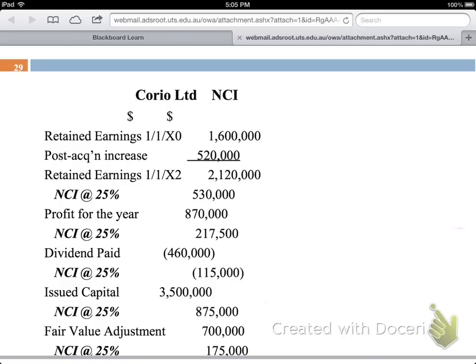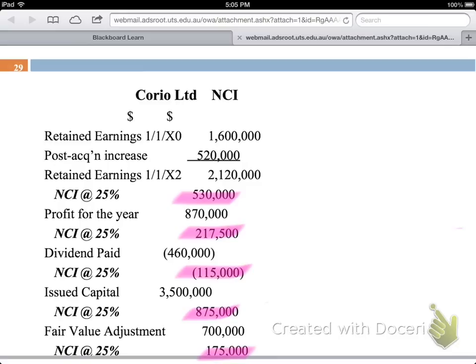So it's very similar to the first memorandum in the first example, where we get the NCI share of retained earnings, the NCI share of profit, the figures are the same, the NCI share of dividend, the NCI share of issued capital, and the NCI share of fair value adjustment. So for now, everything is the same. And what I'm wondering in this slide is whether something is missing. Maybe there was something at the bottom but did not get captured in the PDF version of this file.